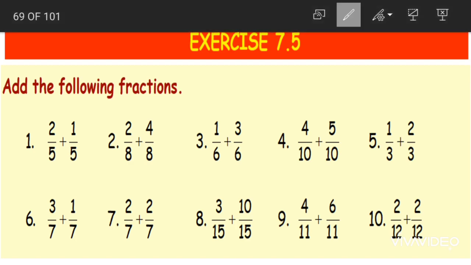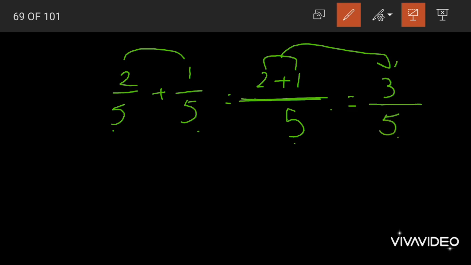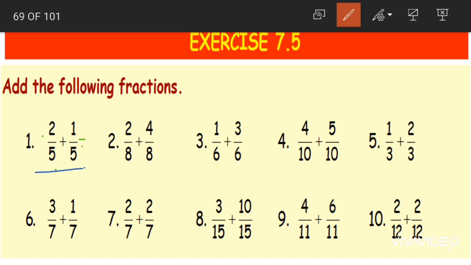So 2 by 5 plus 1 by 5 becomes... How to do it? We need to add our numerators, 2 plus 1, divided by our common denominator, that is 5. Now what is the sum of the numerators? 2 plus 1 is 3 divided by our denominator 5. So 2 by 5 plus 1 by 5 is equal to 3 by 5.